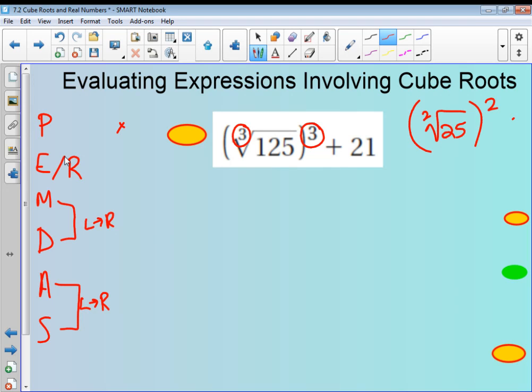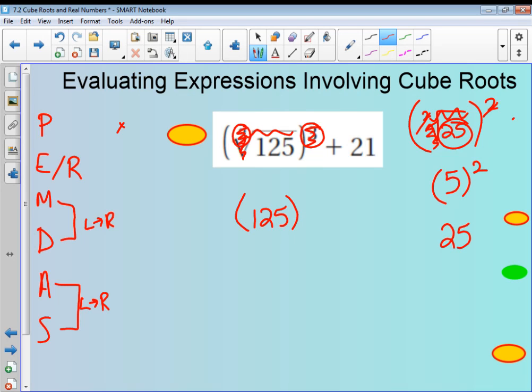So if I were to go through and do the square root of 25, that would give me 5. If I then took that times itself or squared it, it's going to take me back to 25. So these two really canceled themselves out. So this would be my answer. So these two cancel each other out, which means this parenthesis is 125. Yes, we could go through the steps, but if you know that a cubed root and to the power of 3 cancel each other out, it saves you a lot of time. Now, the only other thing I have is plus 21. So now if I add those, 125 plus 21 gives me 146.